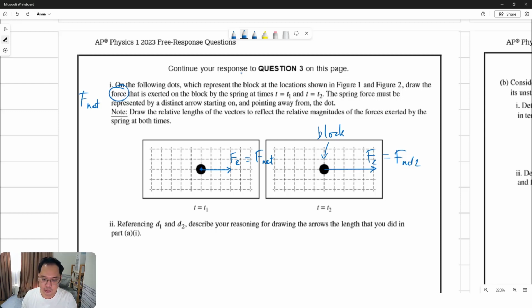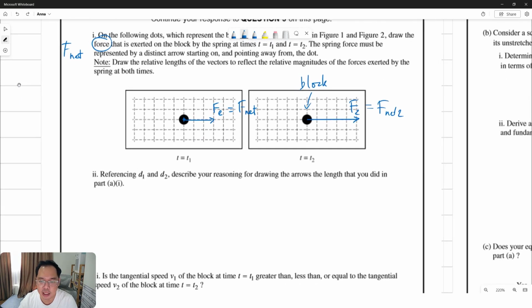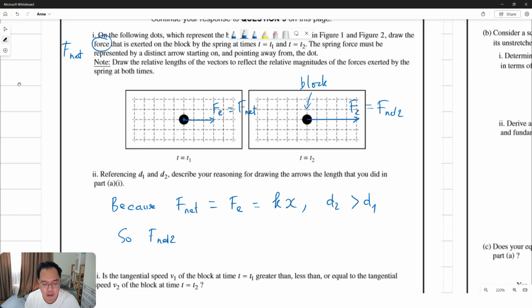Referring to D1 and D2, describe your reasoning for drawing the arrows the length that you did in part A1. So we're going to explain why F2 is greater than F1. Reasoning: because the net force is equal to the elastic force, which is proportional to the extension x. In the second case, d2 is greater than d1, so the net force in the second case is greater than the net force in the first case.